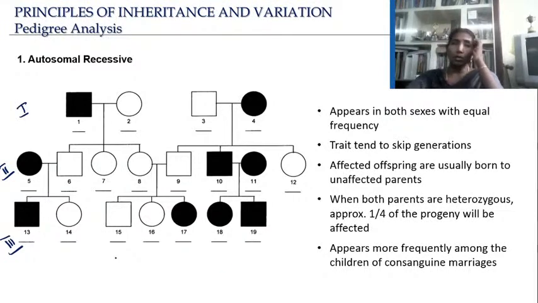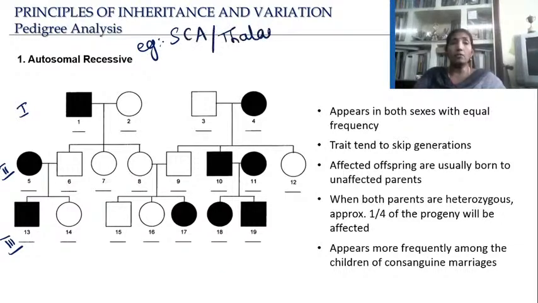Now we will see autosomal recessive. What is a classical example we can give for autosomal recessive? The best example is sickle cell anemia or thalassemia, which we will see in the coming sessions. Now you have to understand what you see here: this represents a male and this represents a female. These are the offspring and so on.